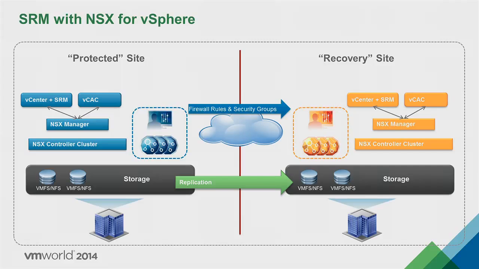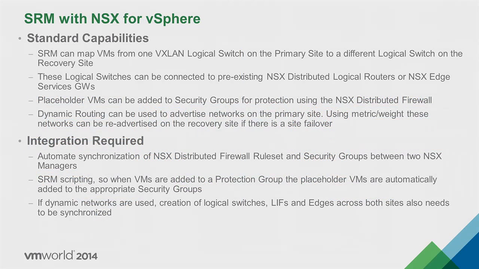So in this case, what we need is less of a layer 2 extension and more of an approach to synchronize configuration among these NSX domains. I'm probably going to have to skip through this, but basically there are a number of standard capabilities that you can leverage with SRM. So the ability to map from one VXLAN logical switch at the primary site to a different logical switch. Then placeholder VMs can already be added into security groups at the secondary site so that they can be protected by the NSX Distributed Firewall. And we can also leverage dynamic routing. So these are out-of-the-box capabilities.